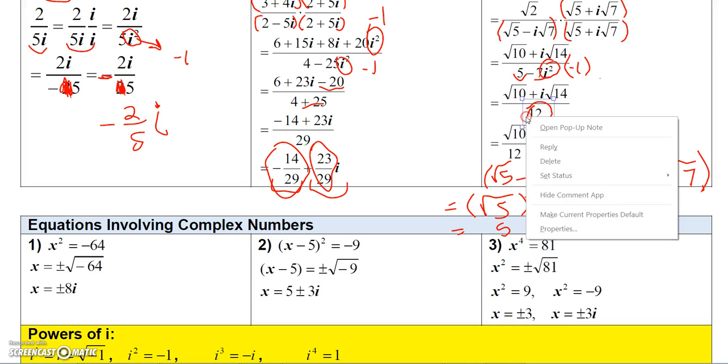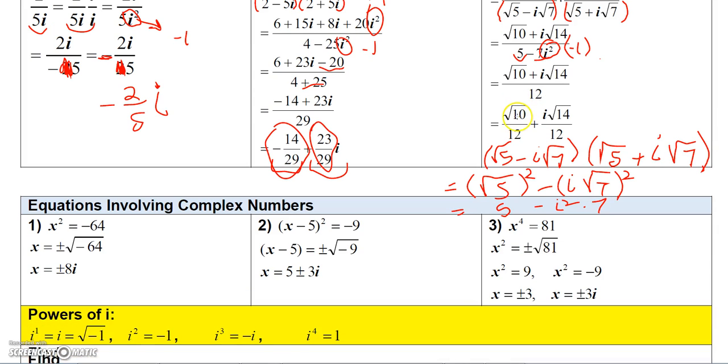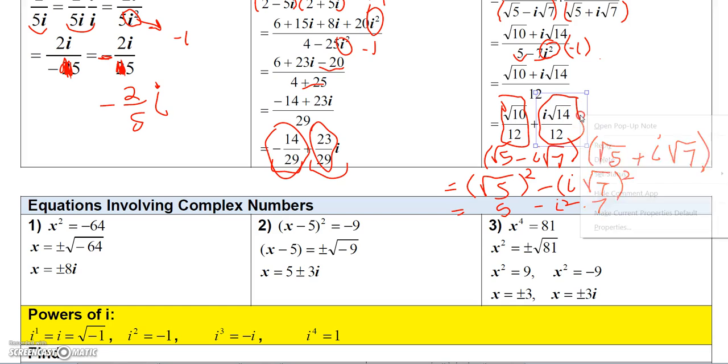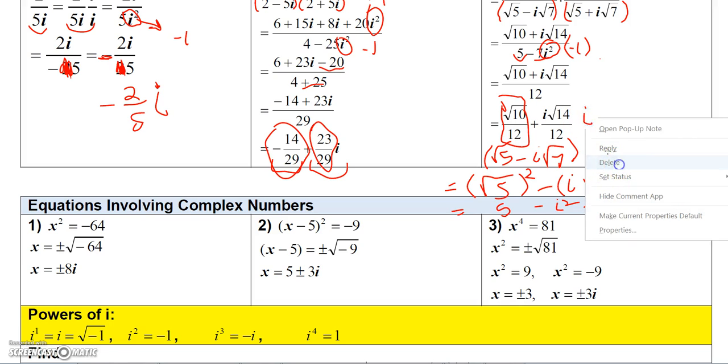And remember a minute ago I told you that sometimes you're required to break this up into two parts. So the real part here would be the square root of 10 over 12, and then the coefficient of the imaginary part would be square root of 14 over 12, and then you're multiplying that by i. So actually you could write the i there, or you could write the i out here beside it. So either way, it doesn't really matter, but you could put the i with the square root of 14 or out beside the entire fraction.